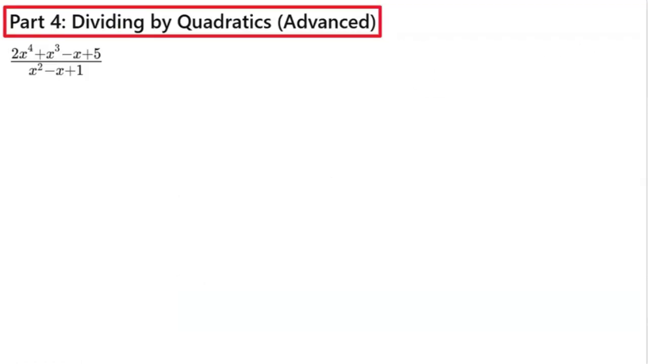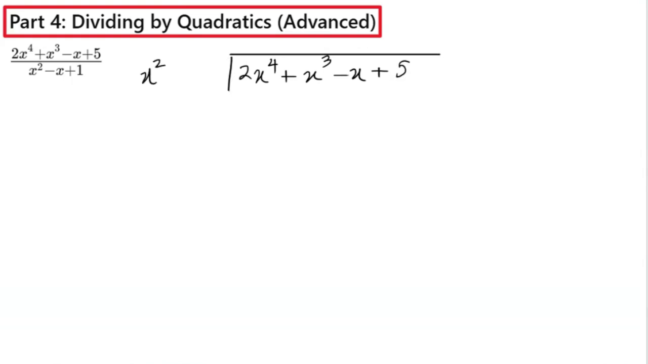So you see your divisor is a quadratic polynomial, but your dividend is a quartic polynomial. Let's go. Put the dividend inside the division bar, minus x plus 5. And now we put the divisor outside, x squared minus x plus 1. So this will be 2x squared to get a 2x to the power of 4. Subtract, and this will be -2x cubed.